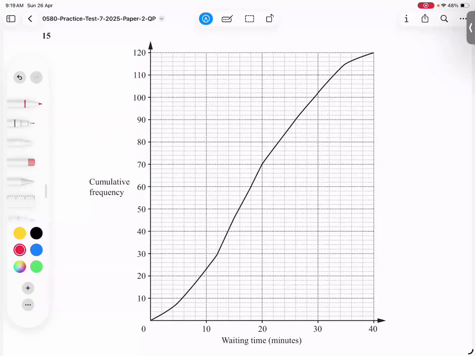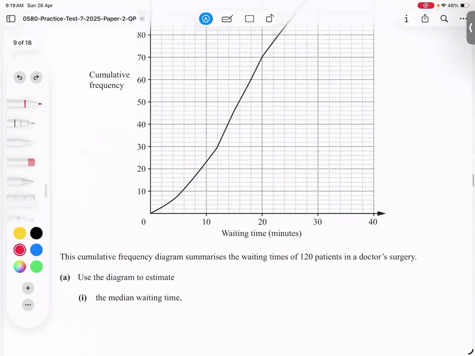Question number 15, students, we have a cumulative frequency curve given, and waiting time here in minutes. The cumulative frequency diagram summarizes the waiting time of 120 patients. And median we have to find. What is the formula? Half of the total frequency. And total frequency we have is 120. So we got 60. Is 60 our answer?